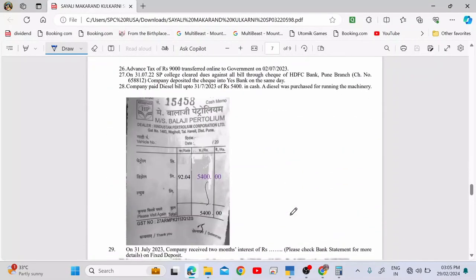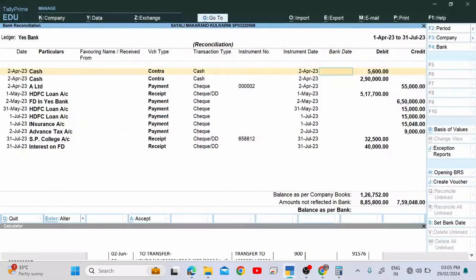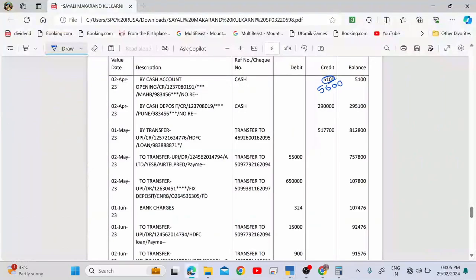Therefore, now here we should have 5,600. By mistake, I will rectify that in your project. Don't worry. Here 5,600, so 5,600 should be there, and now we have rectified.